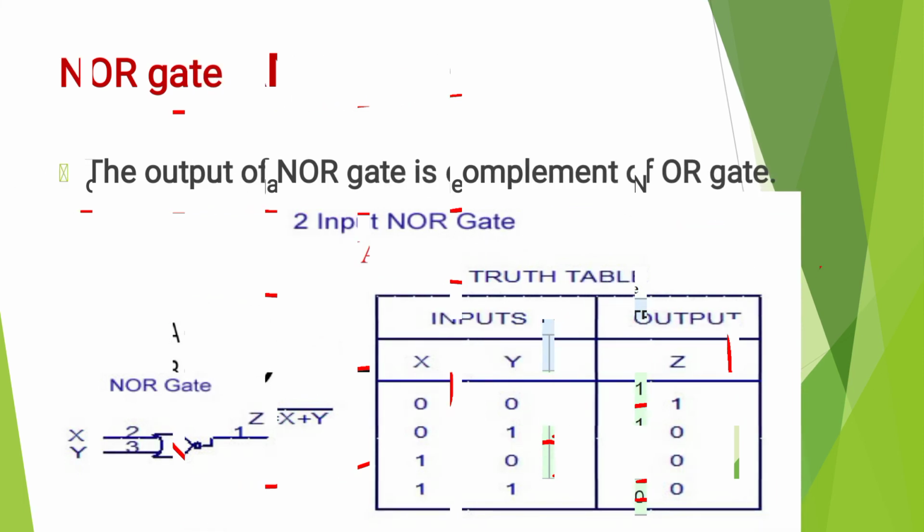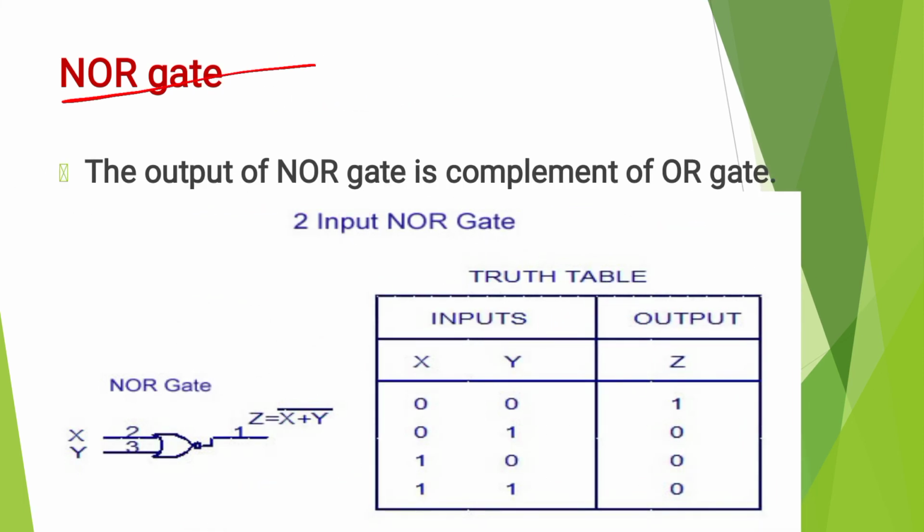Now coming to the NOR gate, it is the last classification of logic gates. Here it is exactly opposite to the OR gate. The NAND gate is opposite to the AND gate, the NOR gate is opposite to the OR gate, and the NOR gate outputs can be generated by complementing the output of the OR gate. Let's see here, the output of the NOR gate is the complement of the OR gate.